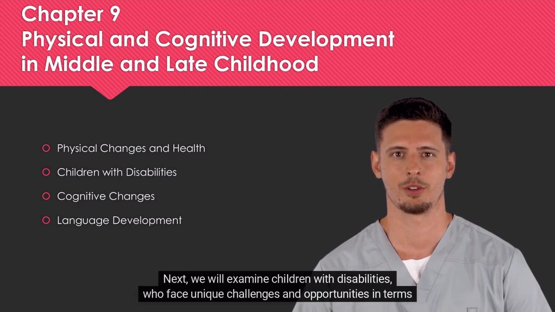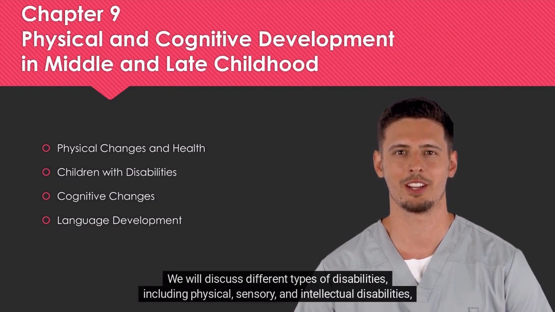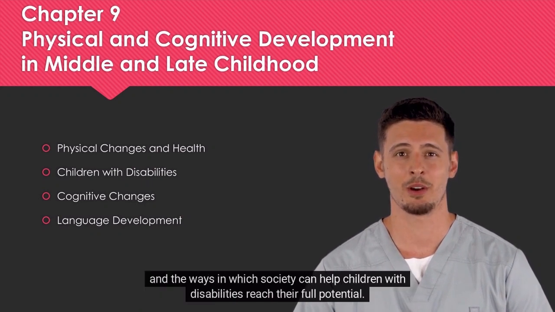Next, we will examine children with disabilities who face unique challenges and opportunities in terms of physical and cognitive development. We will discuss different types of disabilities, including physical, sensory, and intellectual disabilities, and the ways in which society can help children with disabilities reach their full potential.